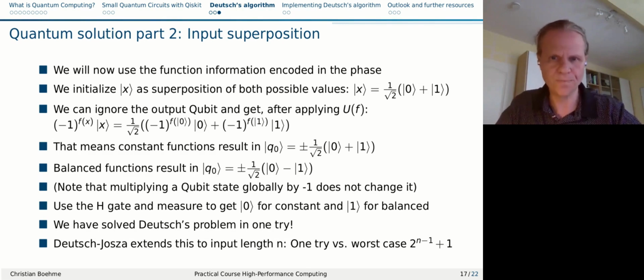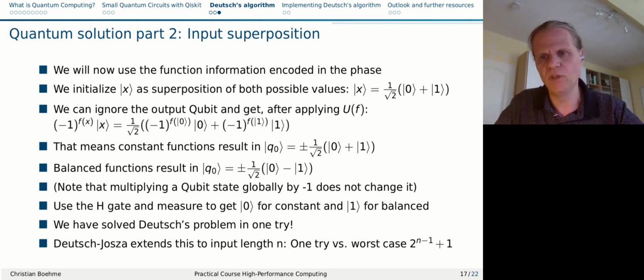Now let's write this out. We insert this one, and for the 0 state, this would be -1 to the power of f of 0 times 0, and this part here would be -1 to the power of f of 1 times 1. Let's think now what happens if we apply a constant function. For example, if we apply the constant 0 function, then this one will give 1, and this one will give 1.